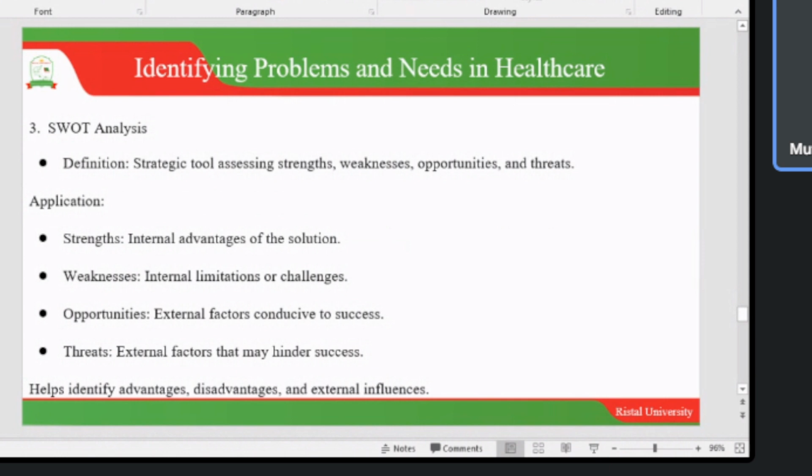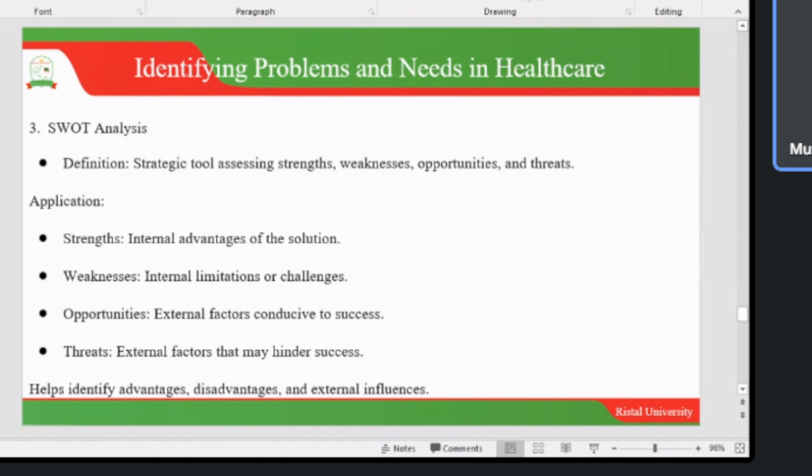If you are implementing a solution that is supported by the government, or it has enormous market potential, then that is a very good opportunity for your venture, and such ventures normally persist, and they are always bound to last for a long time. Then we have threats, which are external factors that may hinder success, and these could include competition and politics. They could include the government being against your solution.